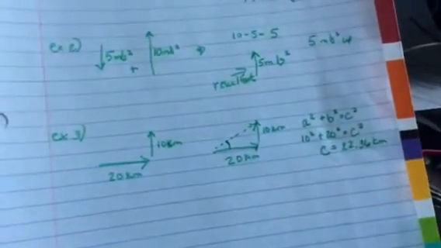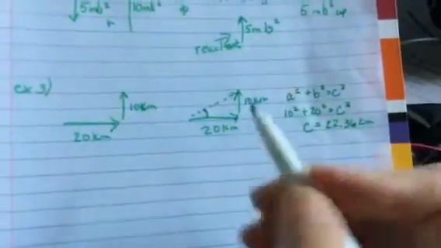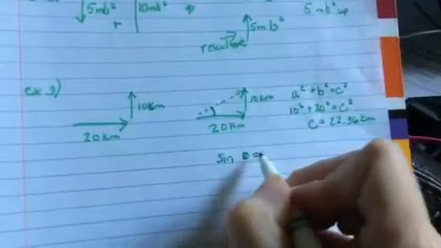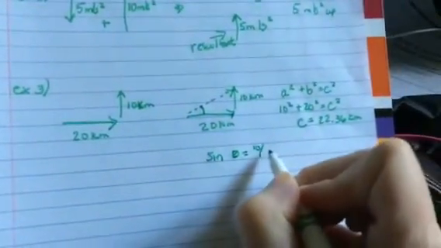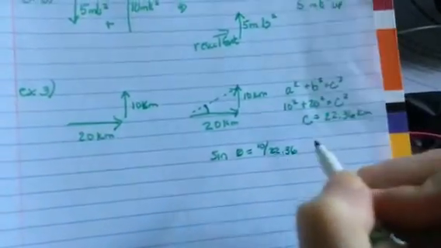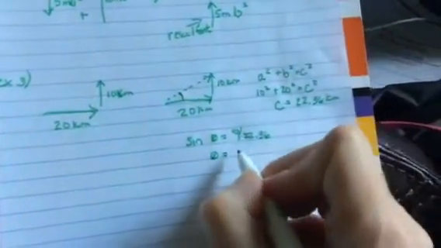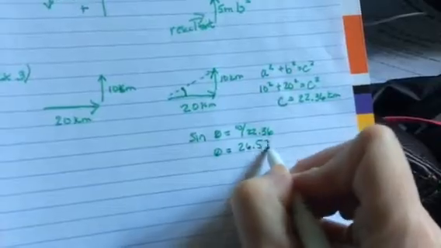What's super nice is we have all the sides for this, so you can use any trig function you want. I've told you before my preference is sine, for whatever reason. So you could do sine theta equals 10 over 22.36. Make sure your calculator is in degrees. And for your angle, you will end up with 26.57 degrees.